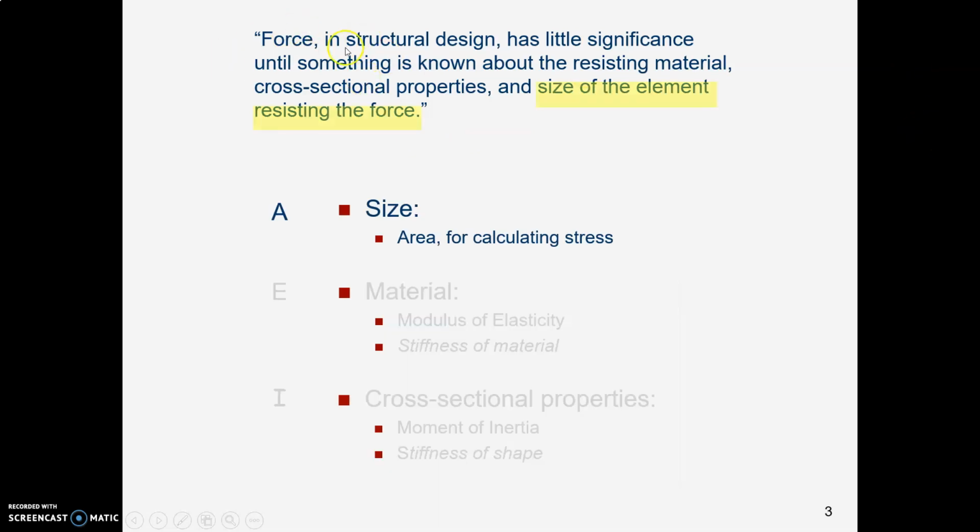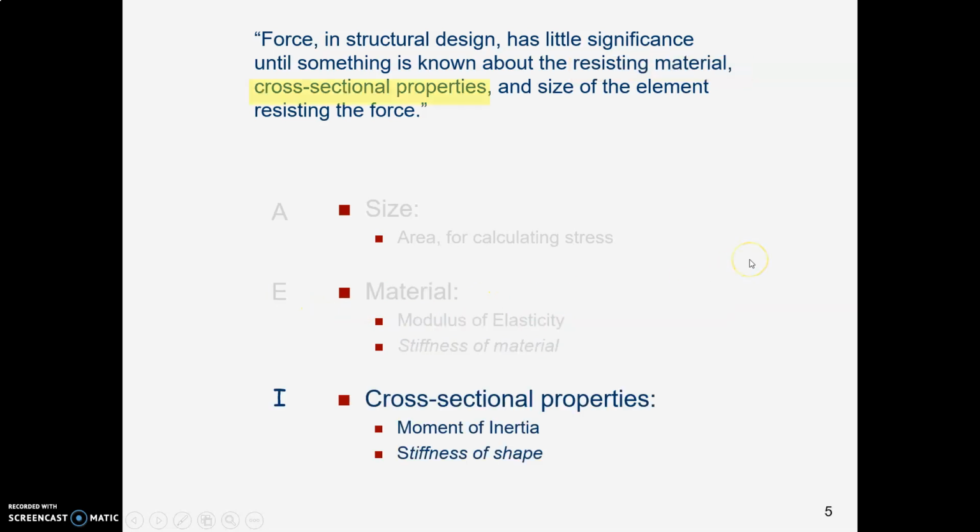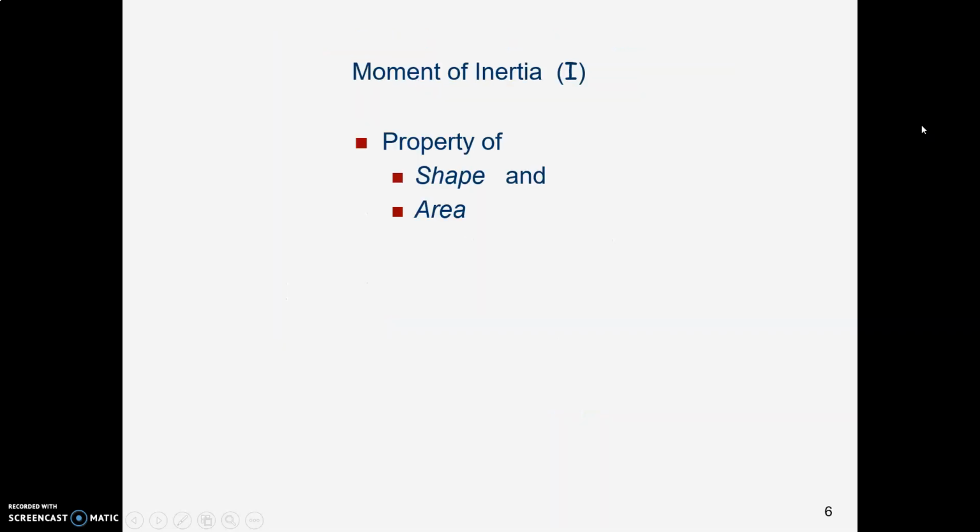So he's saying force is great. That tells you how much the external force is, but you still need to know how big is the area, and you need to know the stiffness of the material, and you know about that. That's modulus of elasticity. And you need to know the cross-sectional properties. That's moment of inertia, the stiffness of a shape.